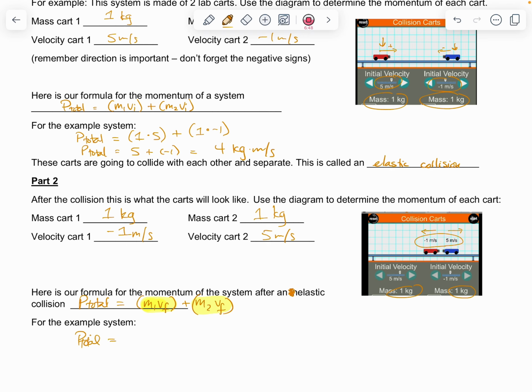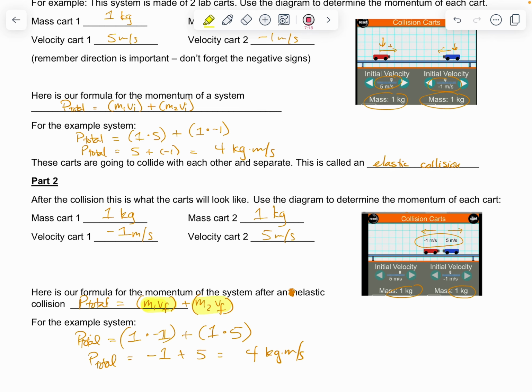For our example system, our total momentum is going to be 1 kilogram for the mass times negative 1 meter per second for the velocity plus 1 kilogram for the mass times 5 for the velocity. And so my total momentum, negative 1 plus 5 gives me 4 kilogram meters per second.